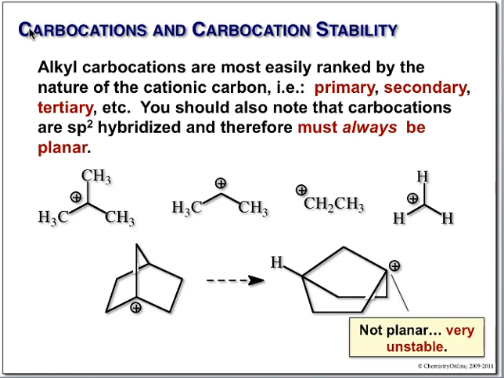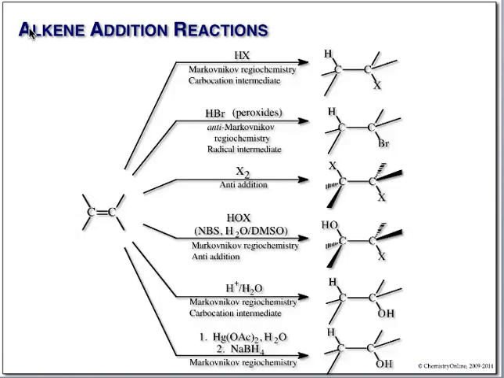All right, well, in the handout is the first set of reactions here. We've talked about the first one here, addition of HX. We said that this is Markovnikov regiochemistry. Regiochemistry is the word that we use to describe the region of the molecule where the addition occurs. We know this has a carbocation intermediate, and we can get rearrangements.